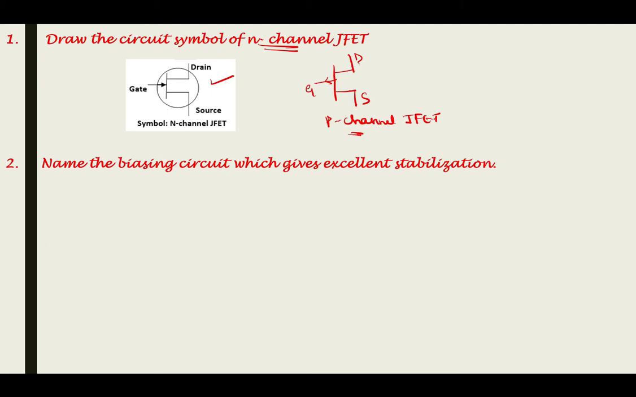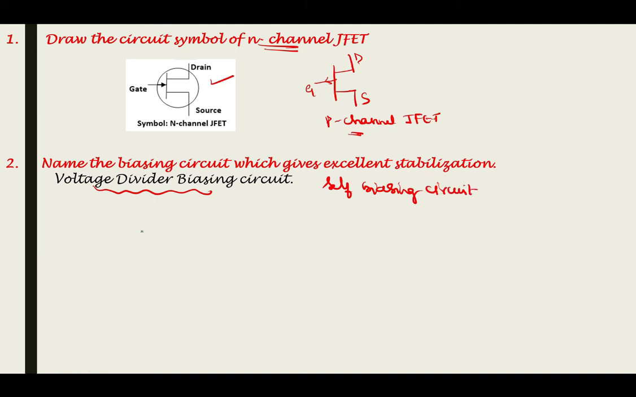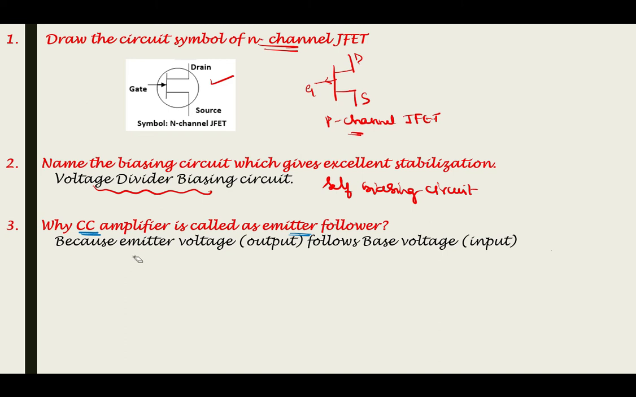Name the biasing circuit which gives excellent stabilization. It is none other than VDB, that is voltage divider biasing circuit. This is also known as self-biasing circuit. Why is the CC amplifier called an emitter follower? Because the emitter voltage follows the base voltage, that is, the output voltage follows the input voltage. That is why it is called an emitter follower.